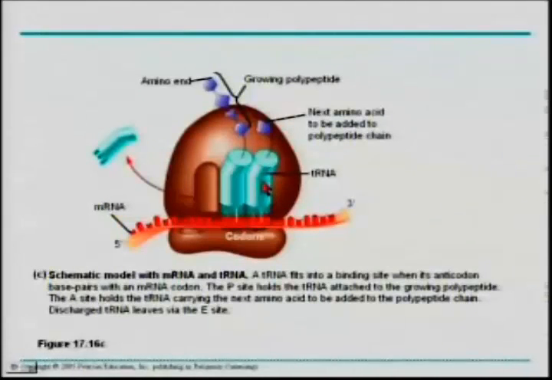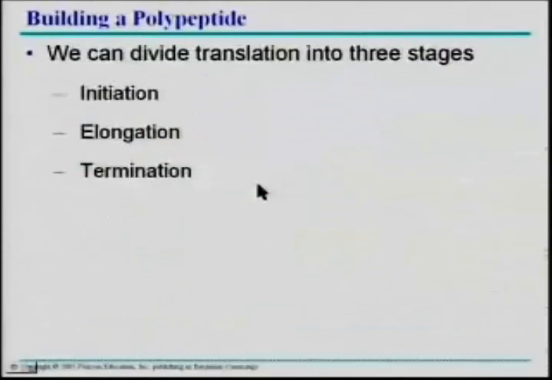So this one will have its amino acid added to the chain by a peptide bond, which will dissociate the growing polypeptide from this tRNA, which will then move to the E site. This one, once the peptide bond is being formed, will move to the P site, and then of course another tRNA will come into the A site.